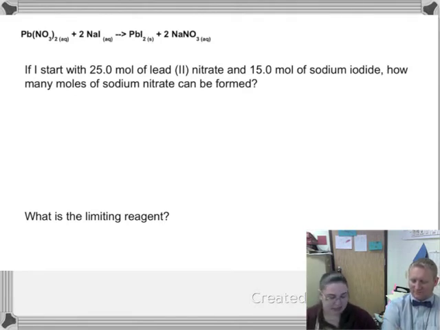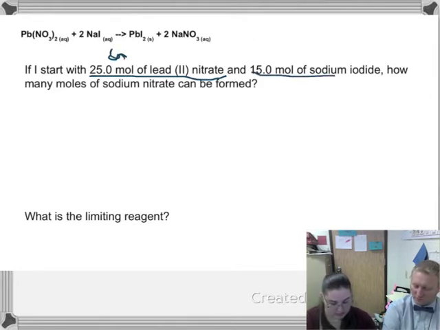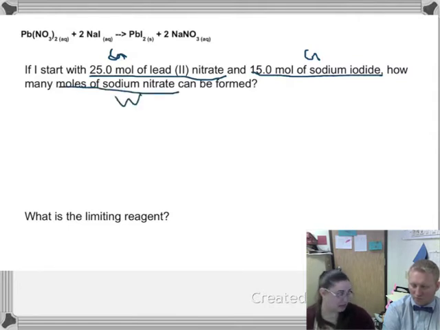So here's our first example. If I start with 25 moles of lead nitrate, I'm going to go ahead and identify right now that lead nitrate is one of my givens. The difference with this one is that I'm going to have two givens, because we have to do it twice. I'm still going to only have one wanted, so they're going to end up in the same place, which makes it a little easier because the last things you're writing down are going to be the same.